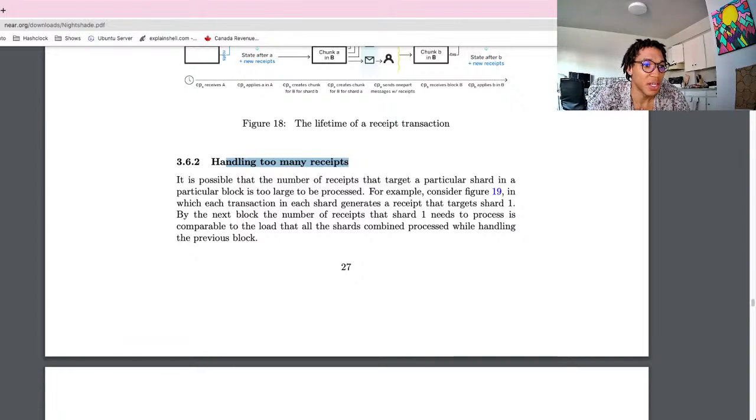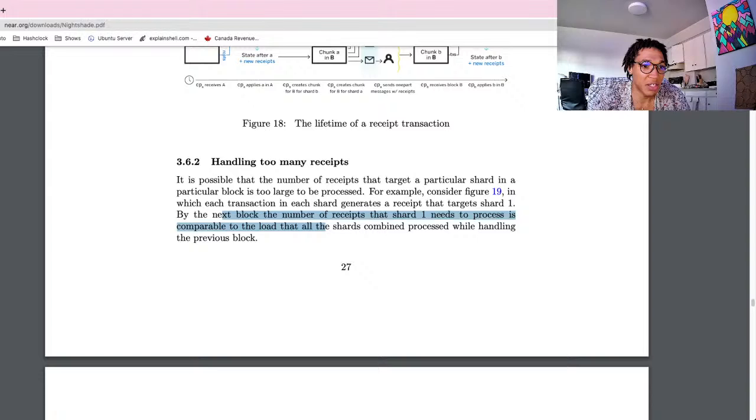Handling too many receipts. It is possible the number of receipts that target a particular shard in a particular block is too large to be processed. The overhead's too much, you can't get it. For example, consider figure 19 in which each transaction in each shard generates a receipt that targets shard 1.